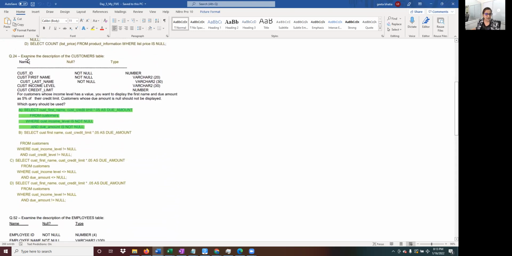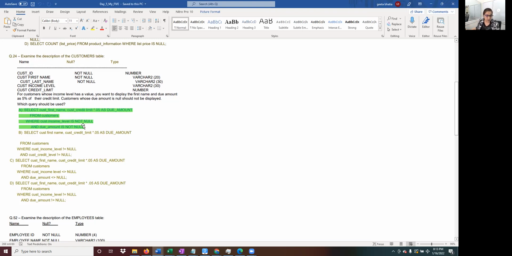So the next question: again, the description of the table is there. You have the customer whose income level has a value. You want to display the first name and the due amount as 5% of the credit limit. So customers whose due amount is null should not be displayed in the query. So the due amount IS NOT NULL condition is 100% going to be there. So I'm going to first eliminate on that condition.